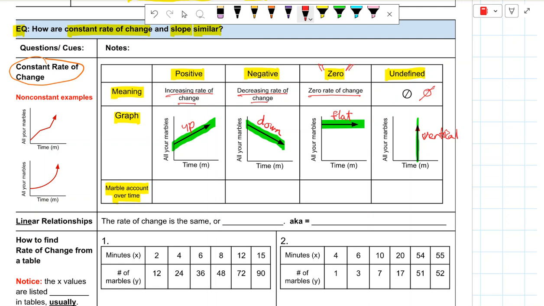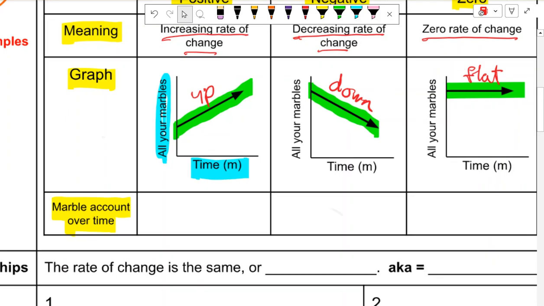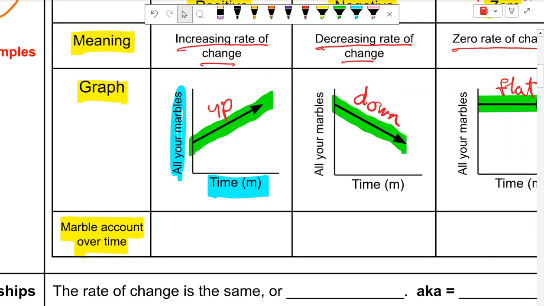All right, what is the meaning of all of these? Well, if you notice that each chart has time in minutes on the bottom, and on the side, it has all your marbles. And now that's just a fancy way of saying brain power. Like, how intelligent are you? Like, if you have a lot of marbles in your head, it means you got a lot of brains. If you don't have very many marbles, you don't have very many brains. So oftentimes people say, oh man, Mr. Croker's losing his marbles. That means he's going crazy, right?